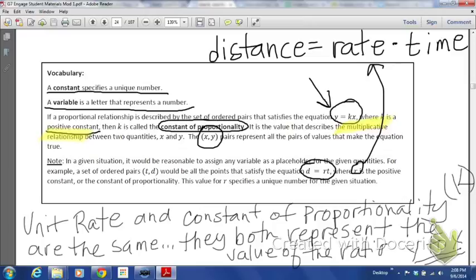This value for r specifies a unique number for a given situation. Okay, so if you're going 60 miles per hour and you know how far you went, you can tell how long it was going to take you.